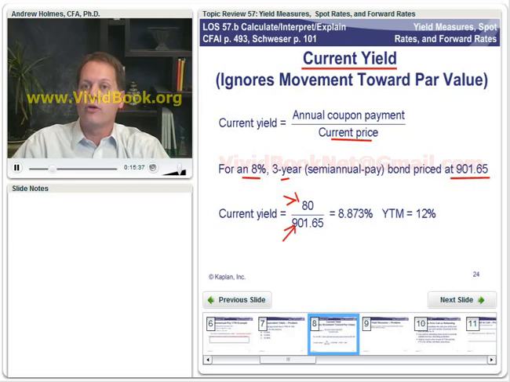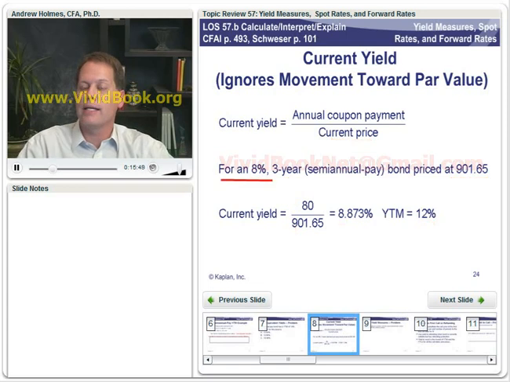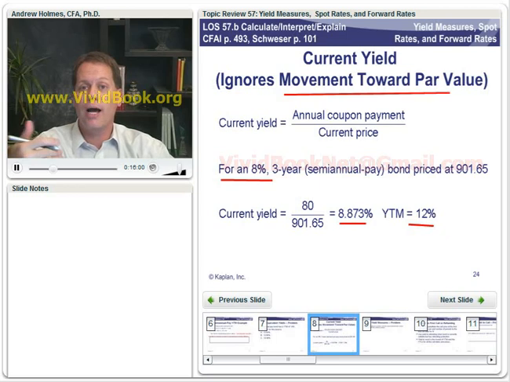The yield to maturity on this is actually 12%. So what we see is that the stated rate or the coupon rate is 8, the current yield is 8.873, and the yield to maturity is higher than that at 12%. The reason is the current yield does not account for movement towards par. You're going to buy this bond for 901.65, but when it matures, you're not going to get 901.65. What are you going to get? You're going to get the 1,000, right? So you're going to have a capital gain. That capital gain is not included in the current yield. It is included in the internal rate of return or the yield to maturity. So you get a much more complete measure of yield when you look at yield to maturity.